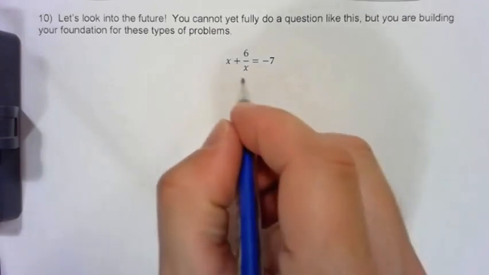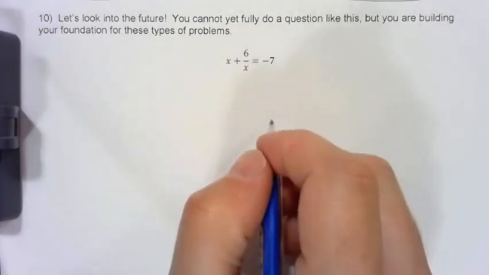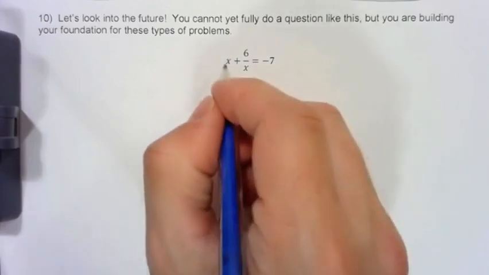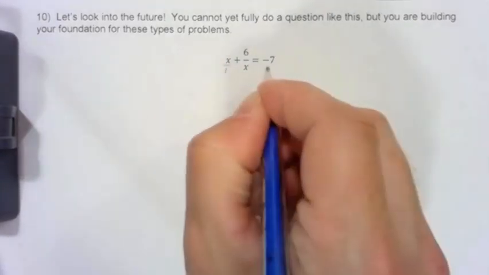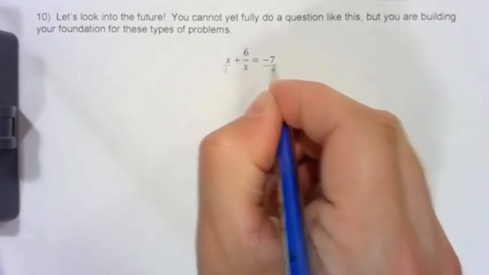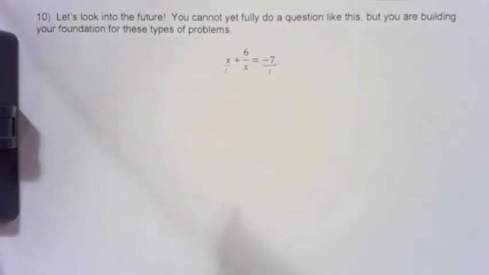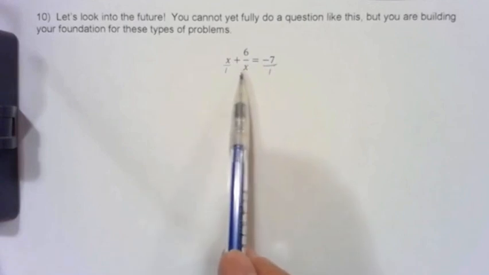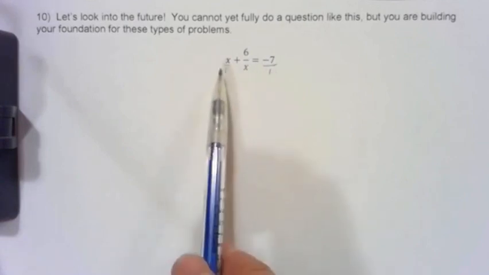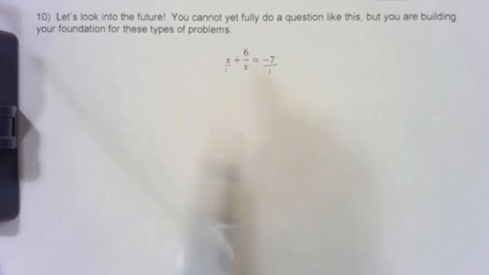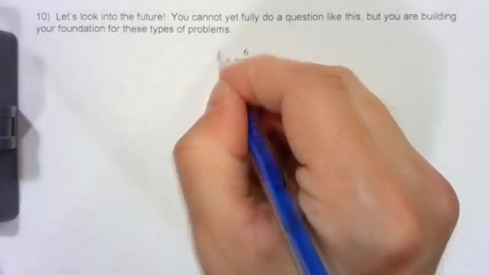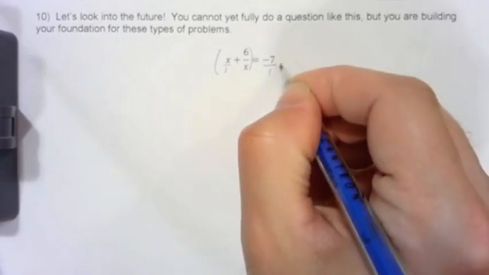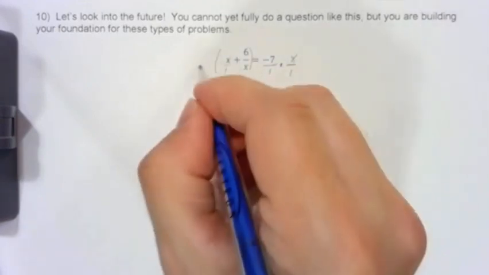What we're going to want to do is try to make this so that there are no fractions at all in this equation. So right now, x is over 1, 6 is over x, and negative 7 is also over 1. What we're going to want to do to clear the denominators is find the least common multiple of 1 and x. And the least common multiple of 1 and x is x. So I'm going to multiply each side of the equation by x.